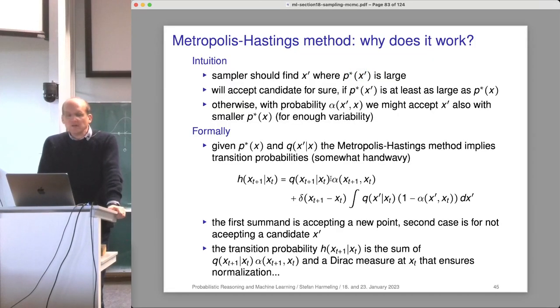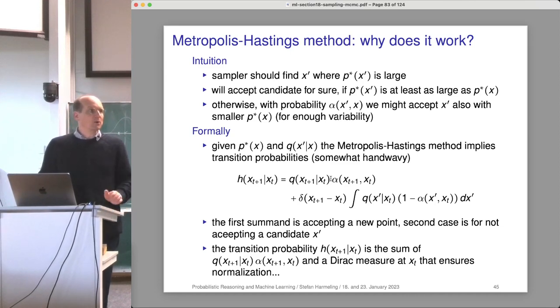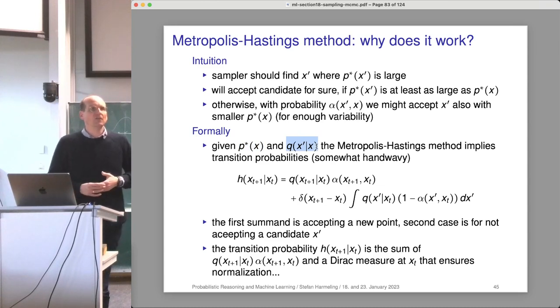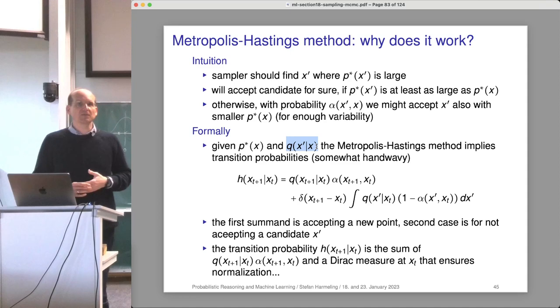So formally we can write it up like this, and this is again getting at the boundary of what we are able to write down. Suppose we are given our P star of x, which means we are given some function that we can evaluate at x, like for example in the Markov random field situation, and we have some proposal distribution from which we can sample.